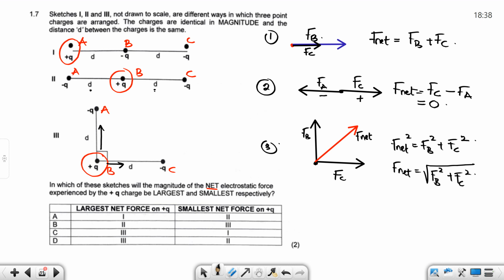Now, the question is, which one would be the greatest? Definitely it's not number 2. Number 2 is way, way smaller. Number 2 is 0, so number 2 is going to give me the smallest. My answer is either A or D. But the question is, which one is the greatest? Is it 1 or 3?